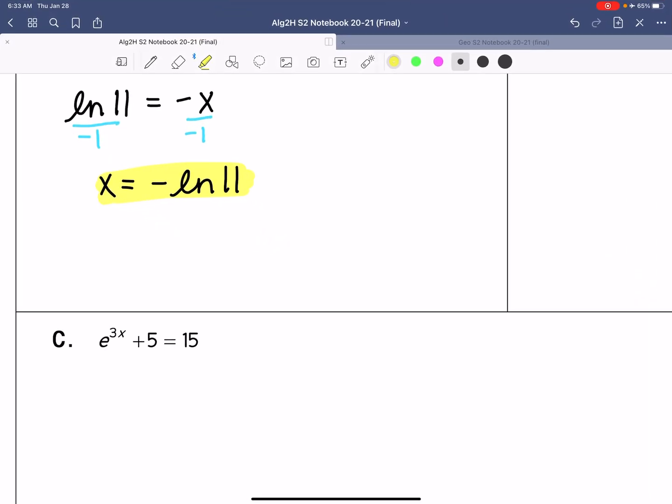So we would get x is approximately negative 2.398.